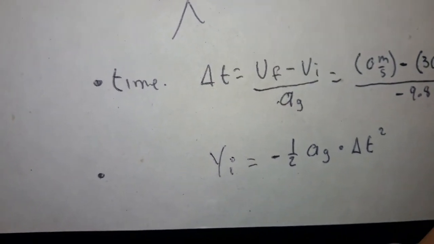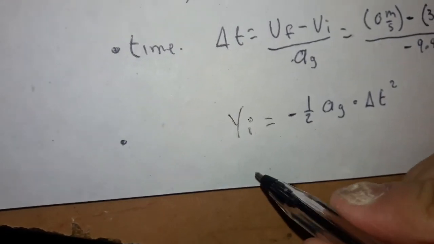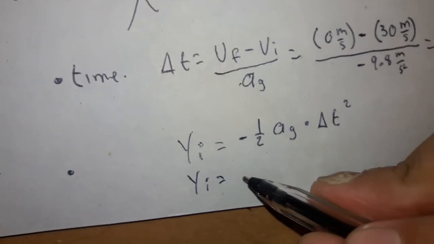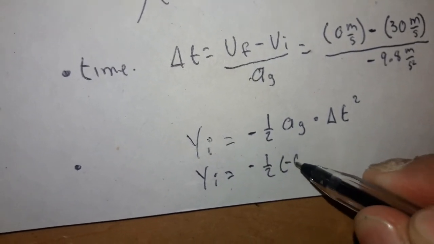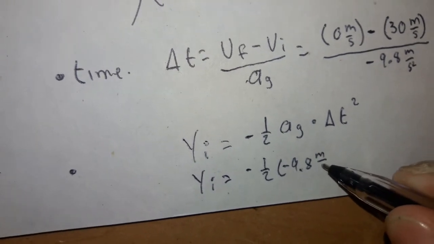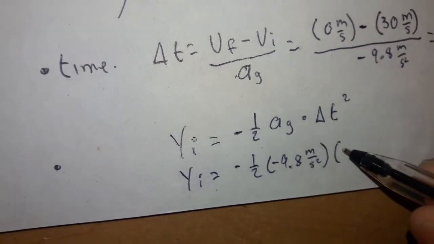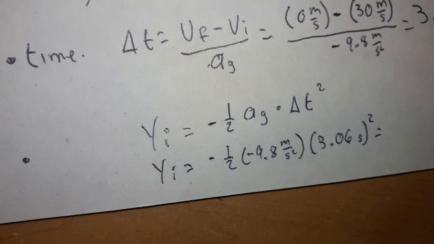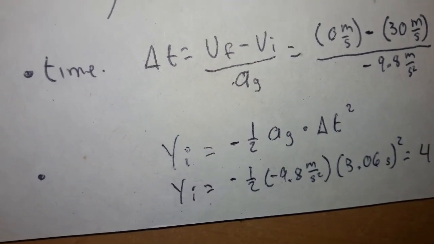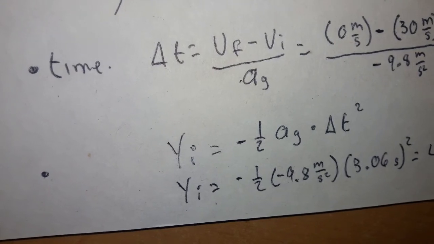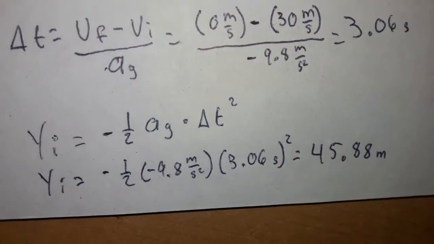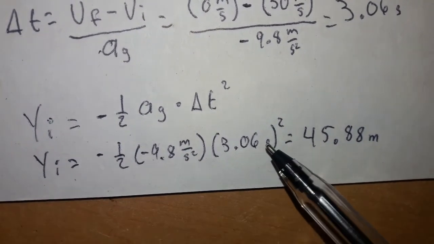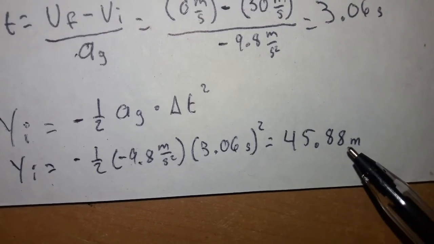So you can do it like this. The initial height of the fall would be the negative half of negative 9.8 meters per square second times the time, that is 3.06 seconds squared. You'll get 45.88 meters. So here it is: the negative half of negative 9.8 times 3.06 seconds squared. You got 45.88 meters.